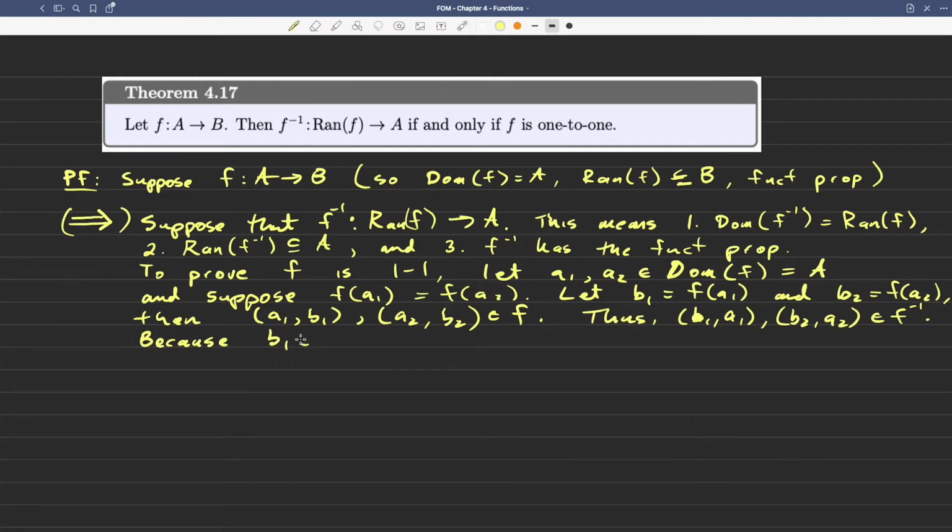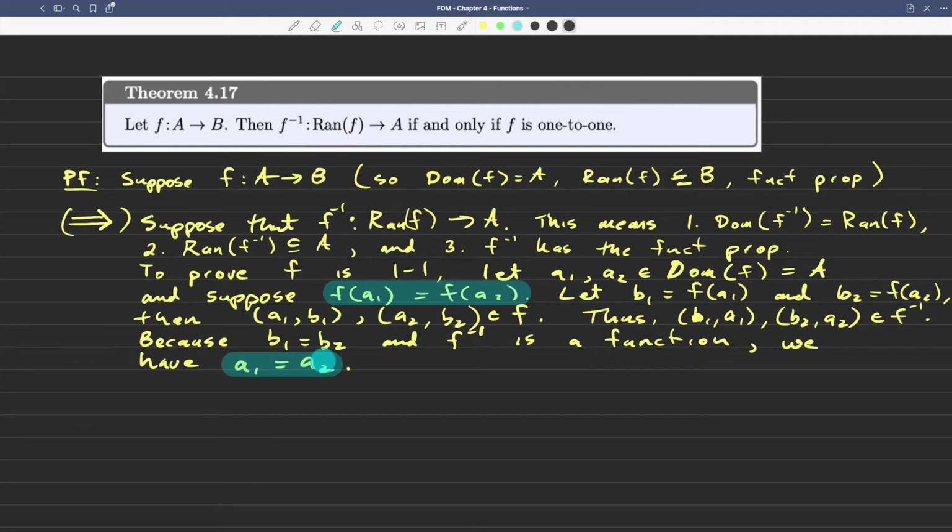Because b1 equals b2 and f inverse is a function, then equal inputs have to yield equal outputs. In other words, if you have equal first components, then the corresponding second components have to be equal. So we have a1 has to equal a2. Now check it out. We've completed the proof of one-to-one because we started with f of a1 equals f of a2, and we just arrived at a1 equals a2. And that's how you know when you're done doing a proof of one-to-one.